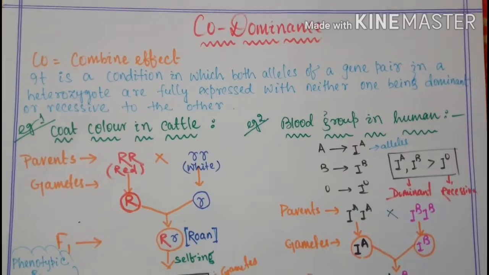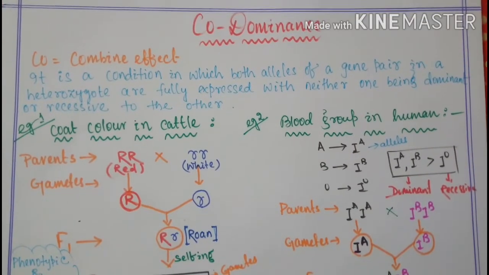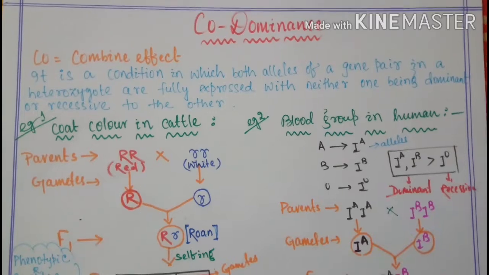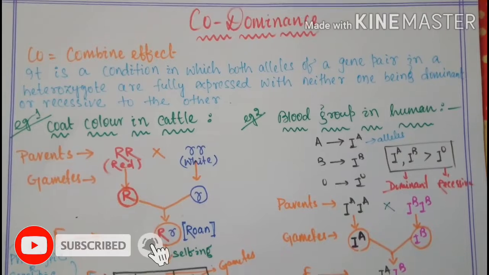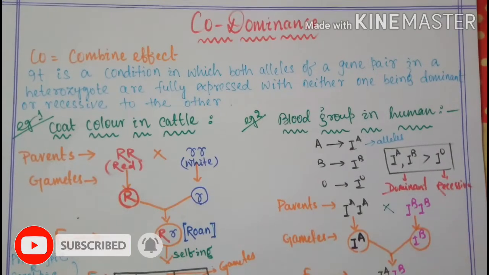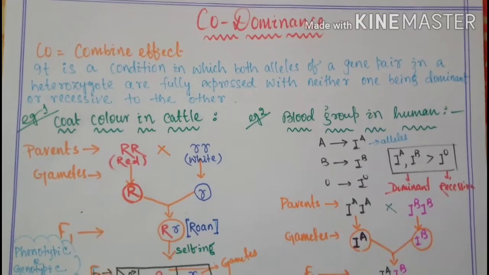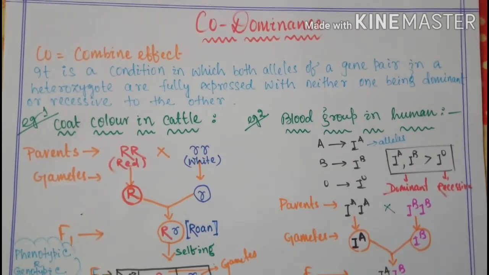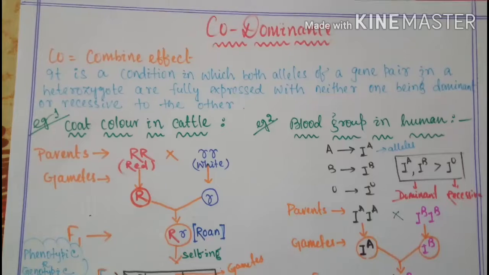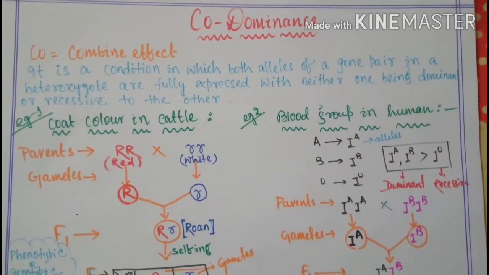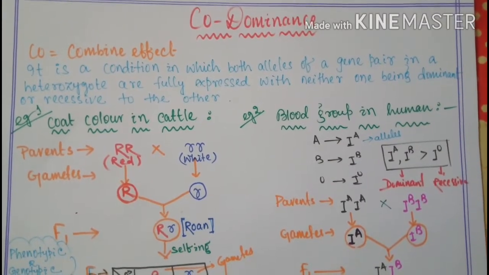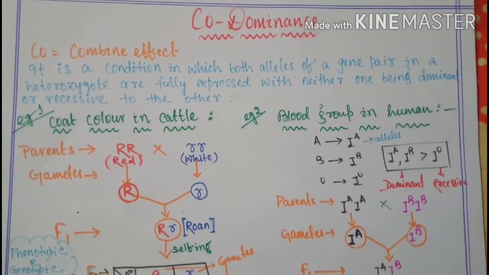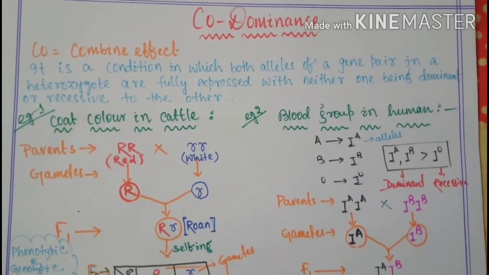Hello children, in our previous lecture video we discussed incomplete dominance, and today we will see what is codominance. This is also a deviation of Mendelism. Both incomplete dominance and codominance are linked with the dominance character. In incomplete dominance we saw that there is an absence of complete dominance in the heterozygote condition, while in codominance the combined effect of both the alleles is found in heterozygotes.